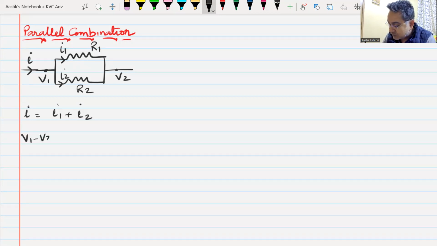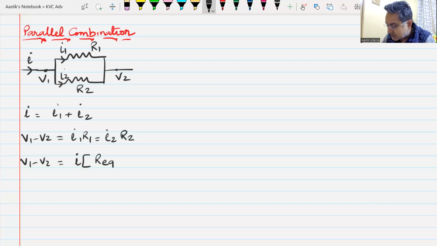V1 minus V2, which is the potential difference, will be equal to I1 into R1, which will be equal to I2 into R2. Do we understand this? Yes, sir. Or this V1 minus V2, which is the potential difference, can be written as I multiplied by R equivalent. Do we understand this R equivalent? This 1 by... Yes, sir.